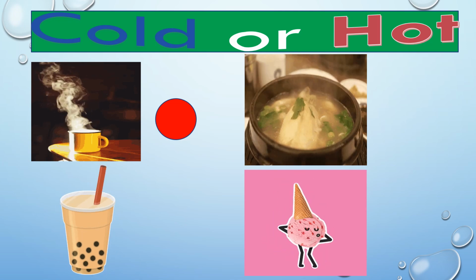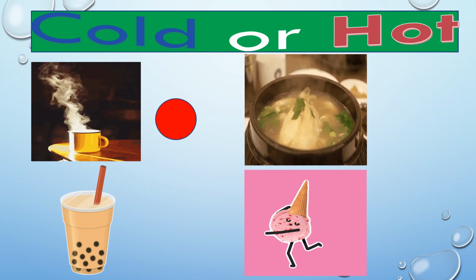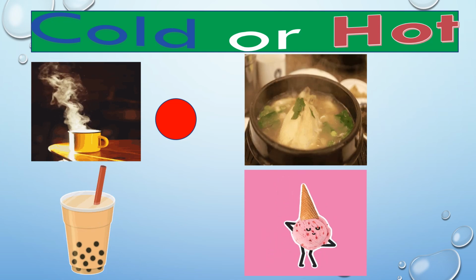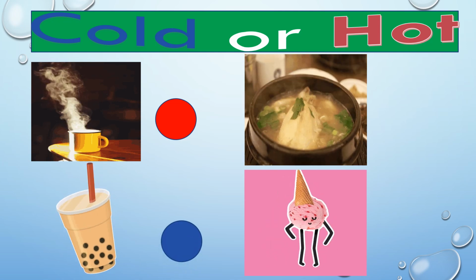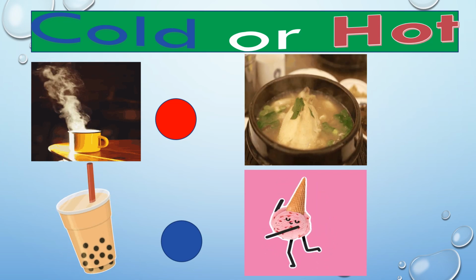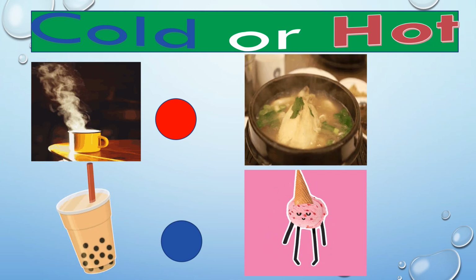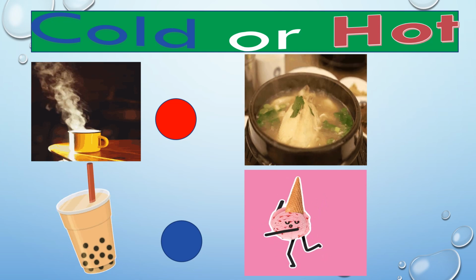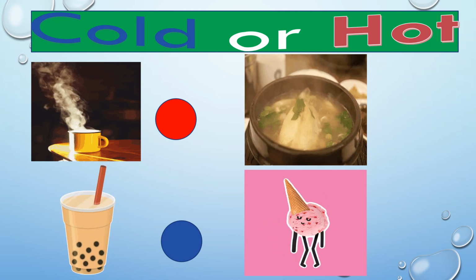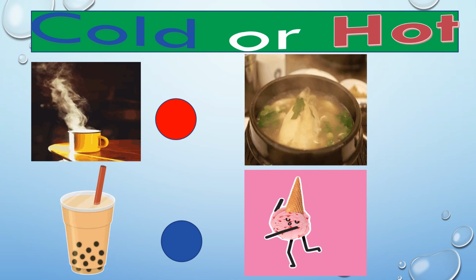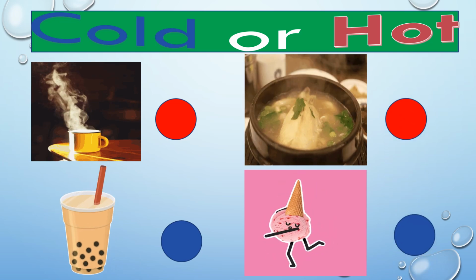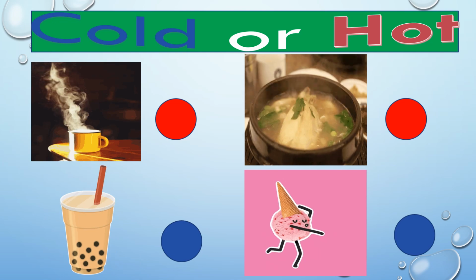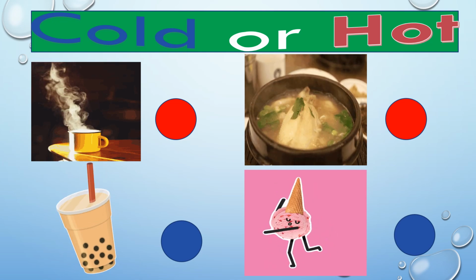For our second picture, this one has a lot of added ingredients. What about milk tea? Is it hot or cold? Definitely it's cold. What about the soup here? Chicken noodle soup, I don't know. Anyway, soup. Is it hot or cold? Definitely it's hot. And last, our dancing ice cream is cold.